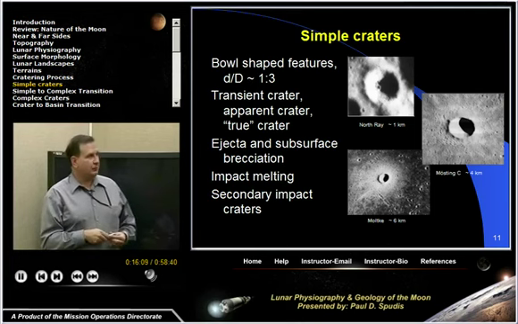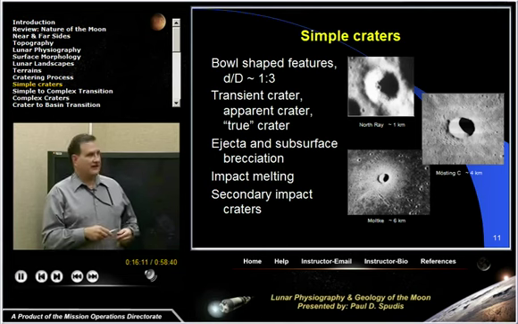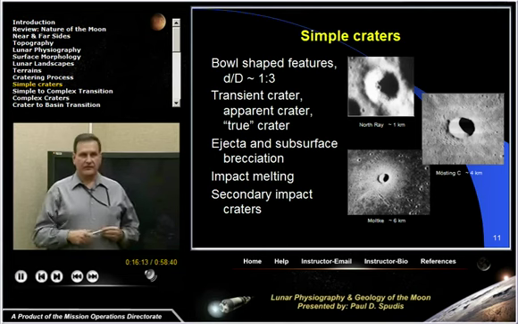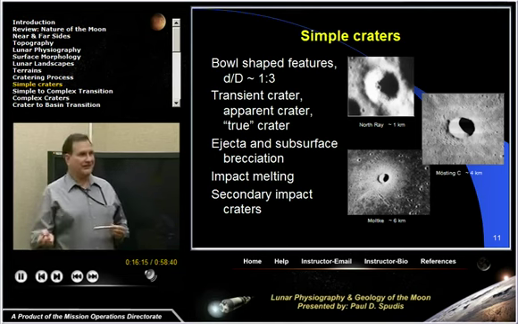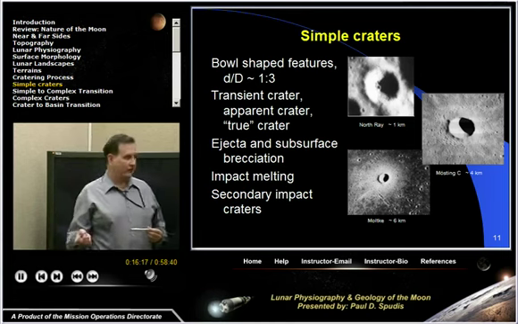So it's a very steep wall, lots of blocks, and in fact they found one rock on the rim of this crater called House Rock. It was as big as a house. It was about 15 meters across.